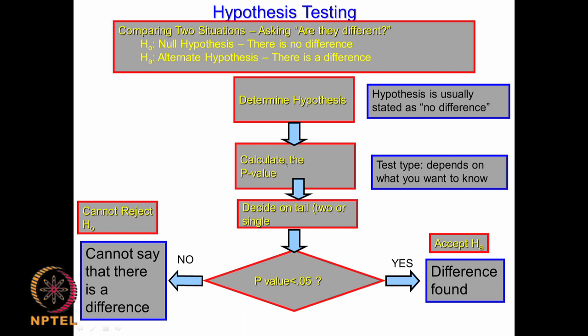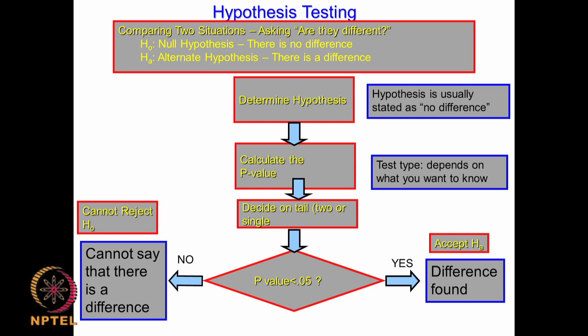So, how do you calculate the p value? That depends upon what you are comparing. Am I comparing means between data? Am I comparing the mean of a data set with some population mean? Am I comparing the variation of one data set with the variation of another data set?